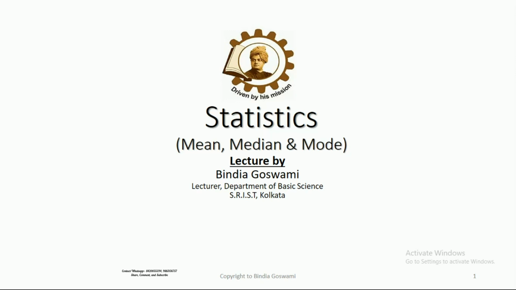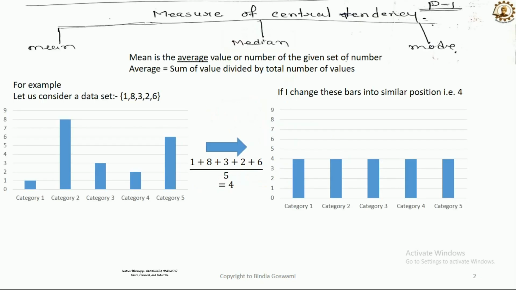Today we will discuss statistics: mean, median, mode. Okay, let's start. Firstly, we have to know what is mean. Mean is the average value or number of the given set of numbers.